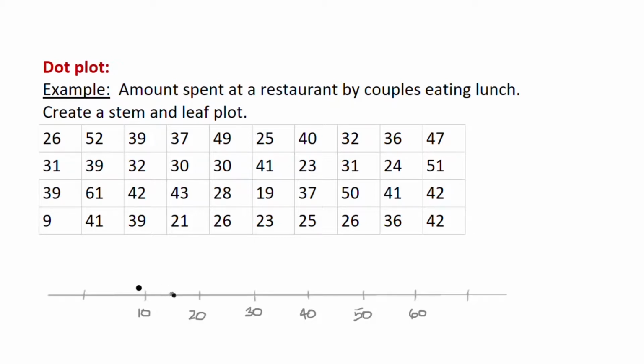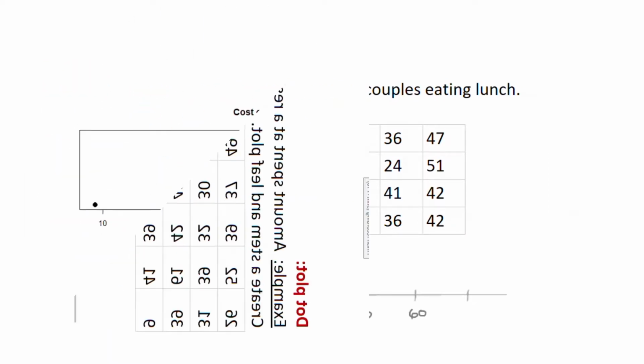The next highest data entry was a 19. So I want to get it about on the same place. Put it accurately, about 19. Then I have 21. And then the next highest data point was a 23. There's actually 2 23s, and I want to continue to build my dot plot in this fashion.